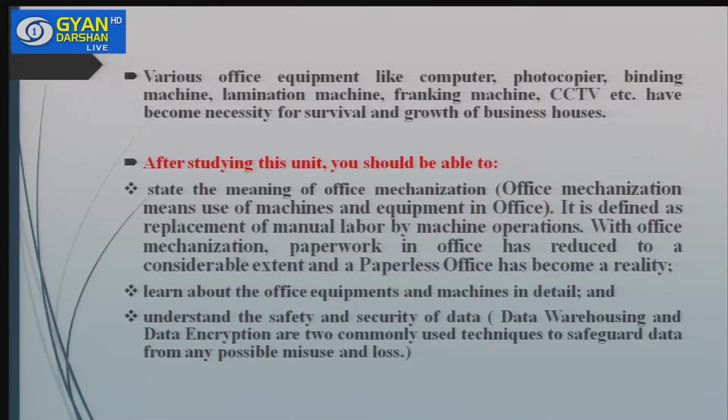So after completing this unit, learners, you will be able to understand what is the meaning of office mechanization, which means use of machines and equipments in office. Then it is defined as replacement of manual labor by machine operations. With office mechanization, paperwork in office has reduced to a considerable extent, and a paperless office has become a reality. You will also know about office equipments and machines in detail, and understand the safety and security of data with the help of data warehousing and data encryption.